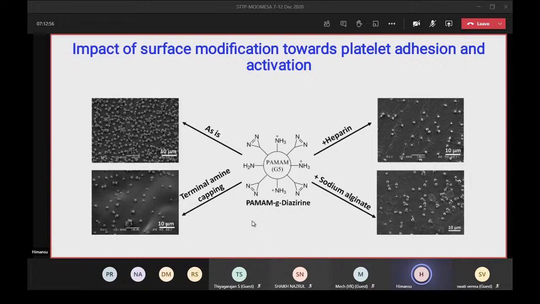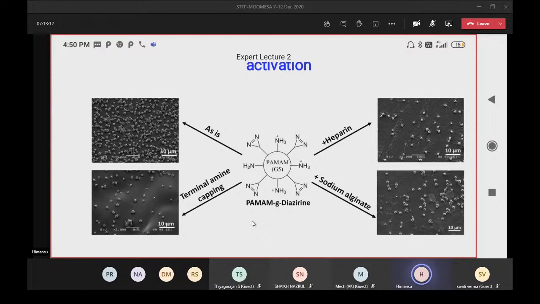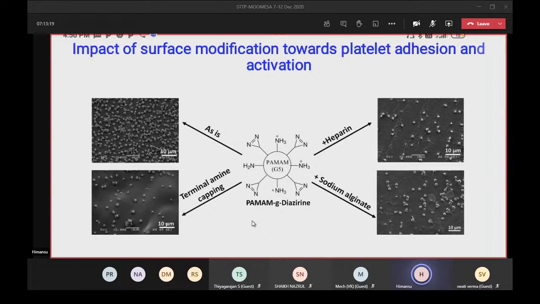Because you can see, when sodium alginate is added, it could give us a spherical structure. Why spherical? Actually, there are two things. When the platelet attaches over the substrate, one is attachment, that is called adhesion, and another is called activation. An activated platelet is usually presented by this kind of tentacular structure over the substrate.